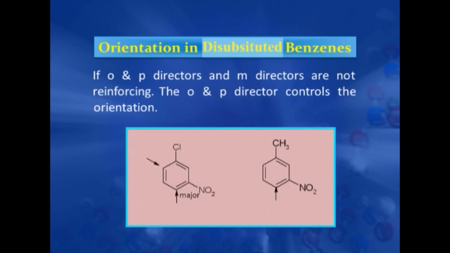Now in the second case we have meta-nitrotoluene. Here again this methyl group is an ortho and para director, and this is a meta director. The attack will take place where this methyl group governs the incoming group, that is ortho and para to methyl, and major is on the para position.